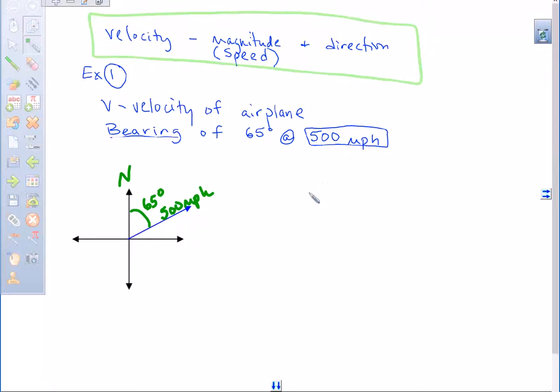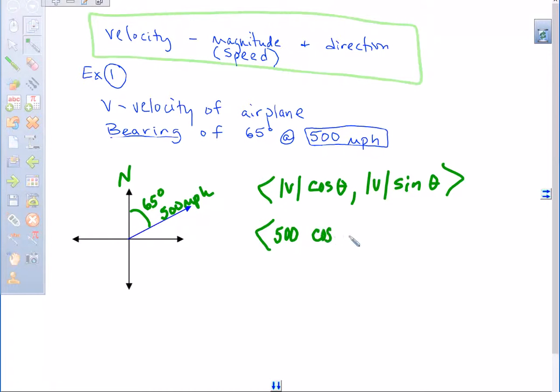All right, so yesterday we learned we can do the magnitude times cosine of theta and the magnitude times sine of theta to come up with a component form of our vector. So in this case, we know that the magnitude, which is currently our speed, is 500 miles per hour, and cosine of theta. Okay, now our bearing is 65, but that's not the theta we're looking for. When we talk about cosine, we're talking about this angle.